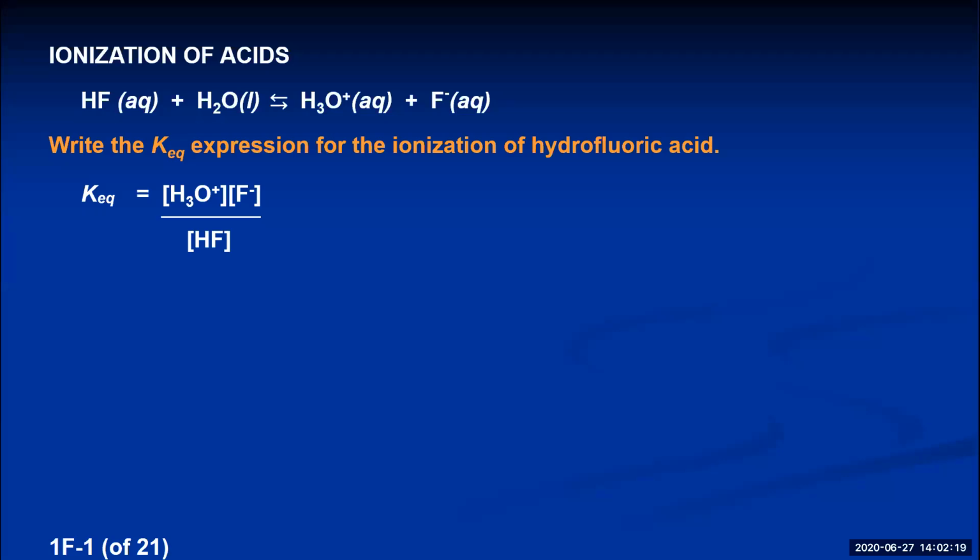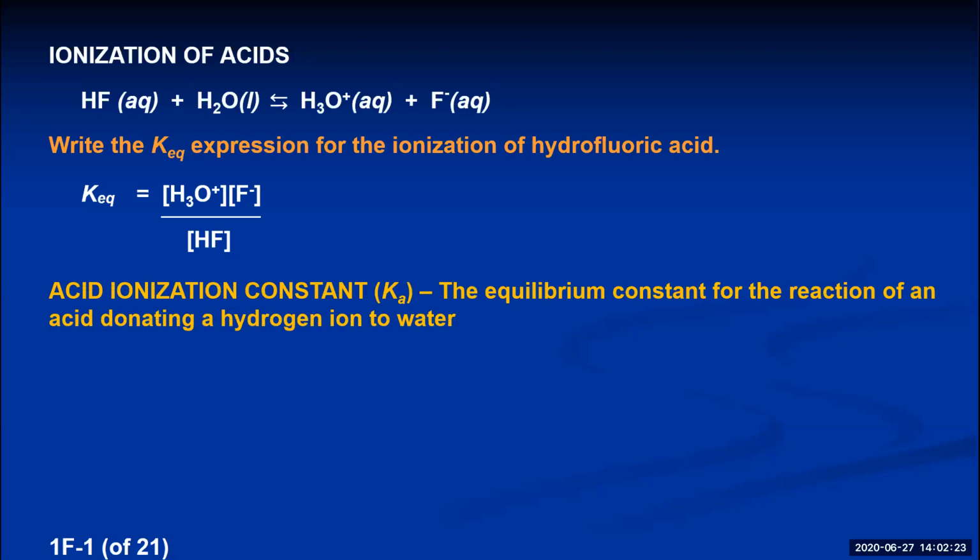Anytime you have an acid ionizing in water and this system reaches equilibrium, the equilibrium constant for that reaction is given a more specific name than just the KEQ or the KC. It's called the acid ionization constant, and it's abbreviated K sub A. It's the equilibrium constant for the reaction of an acid donating a hydrogen ion to water. So if we want to be more specific, we can erase the KEQ and replace it with a Ka.